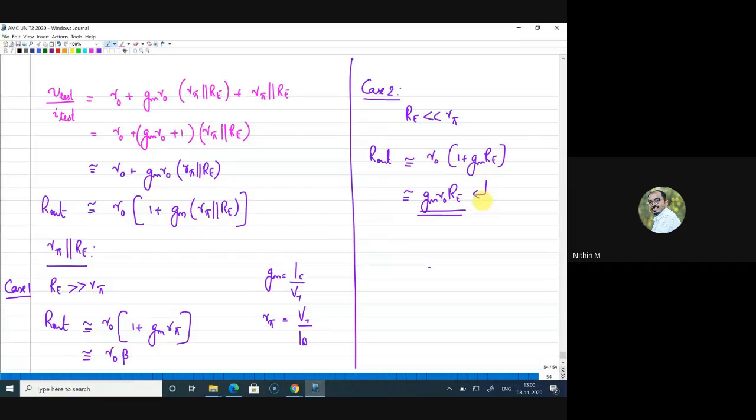Yeah, because in the case of MOSFET, you know that R pi is infinity, so your RE will be definitely very, very small compared to your R pi, because there is no input impedance connected, right? That is why we have ended up with this result, gm r0 RE, which is similar to that of MOSFET. I hope this is clear. This is how you will actually get the output impedance of a transistor when there is a resistance connected to the emitter.